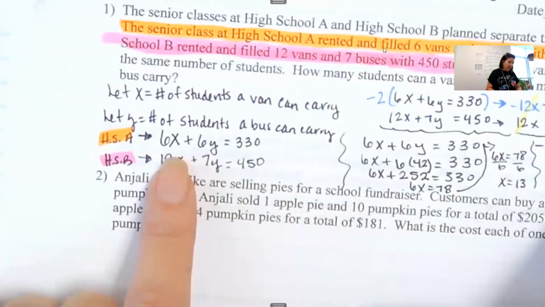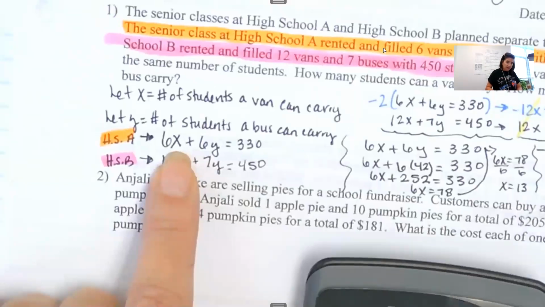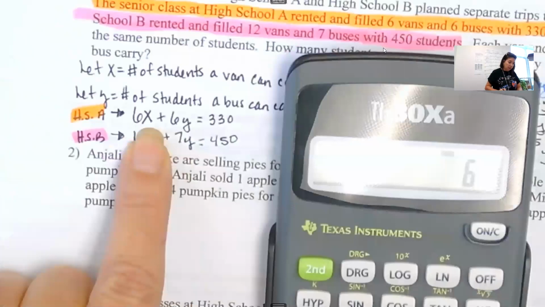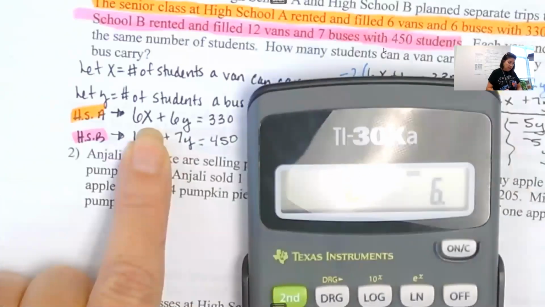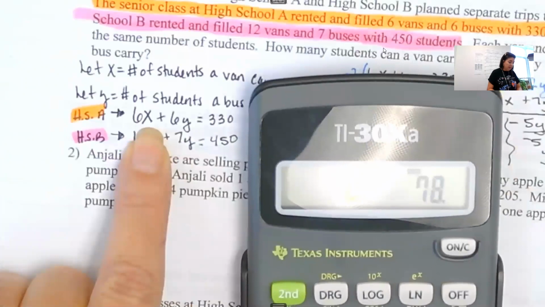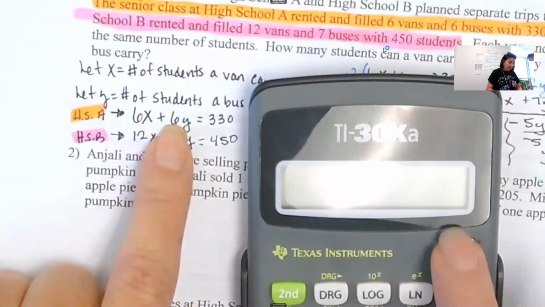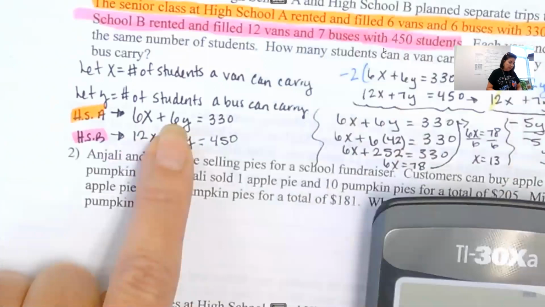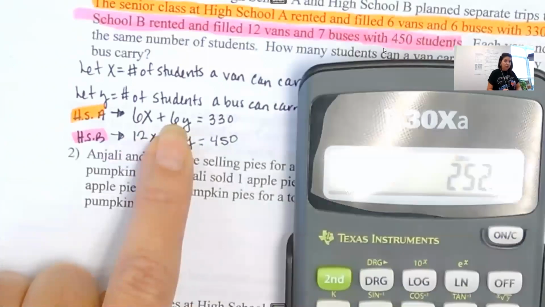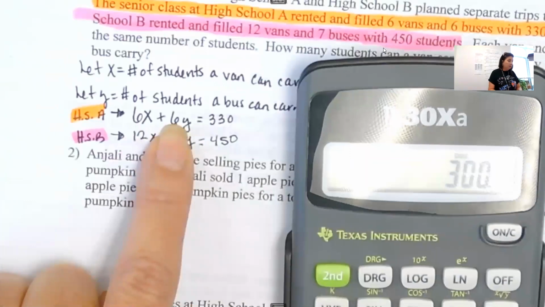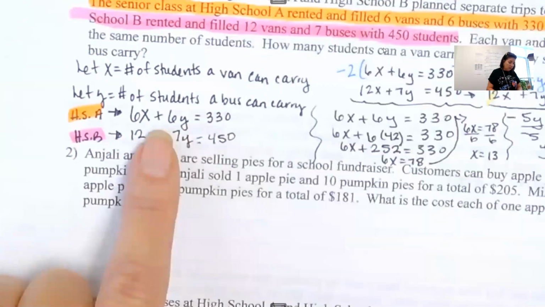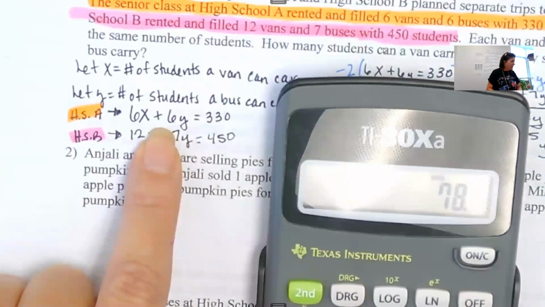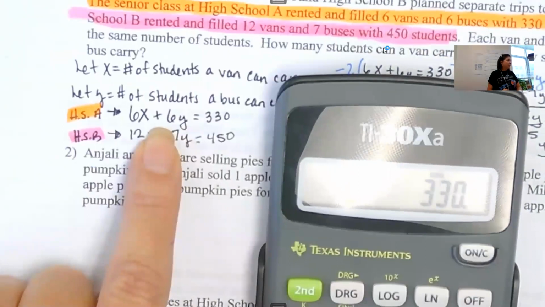So let's see, if I have on high school A, 6 vans times 13 students, that's 78 students in vans, and I have 6 buses times 42 students on a bus, that's 252 on a bus. How many did I say were on the van? 78. Add those together, 78 plus 252, 330. So that works. So that makes that true.